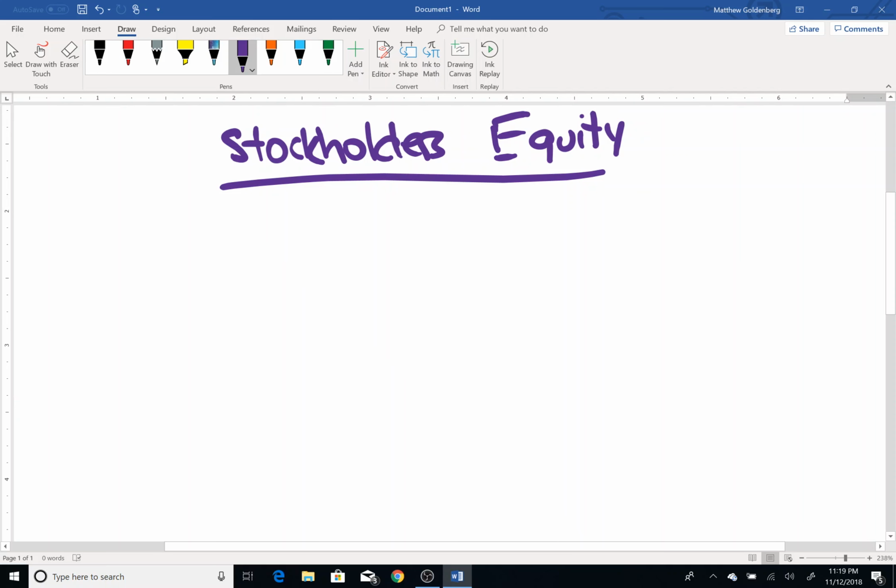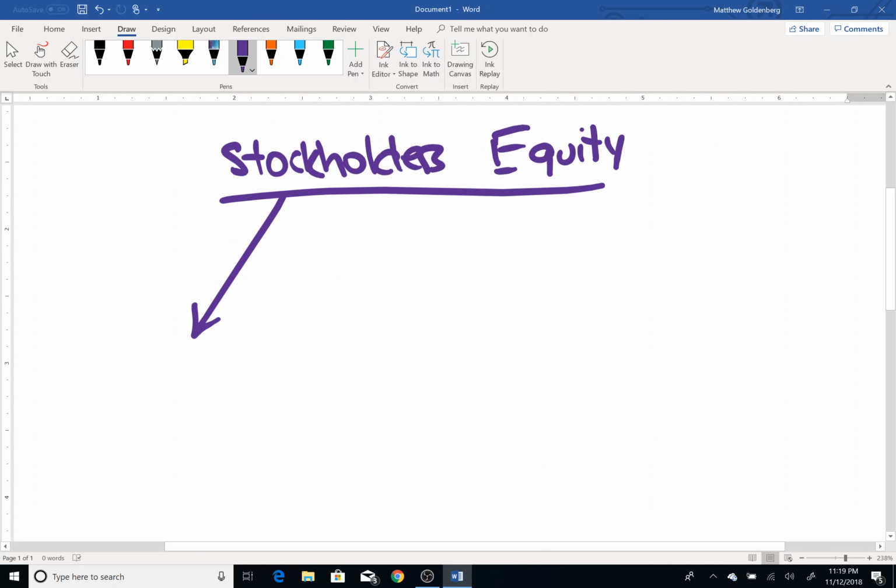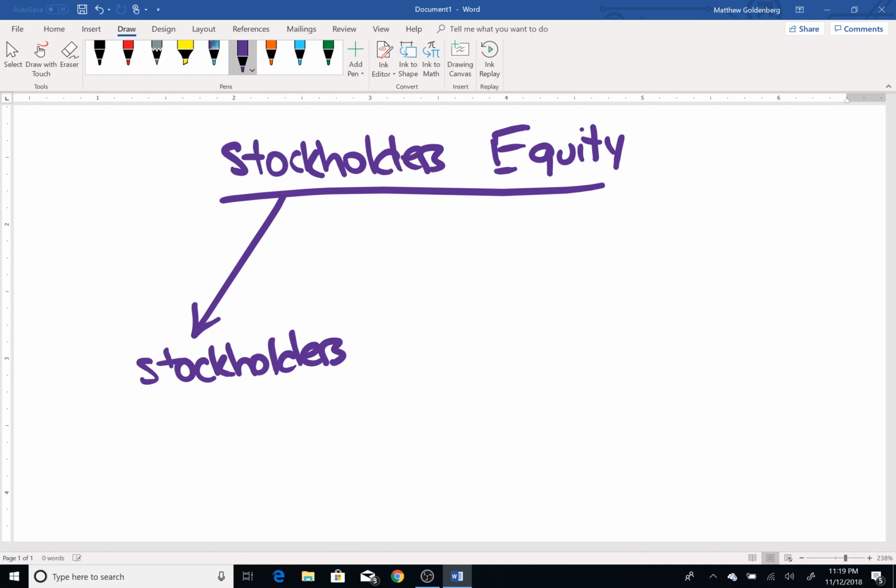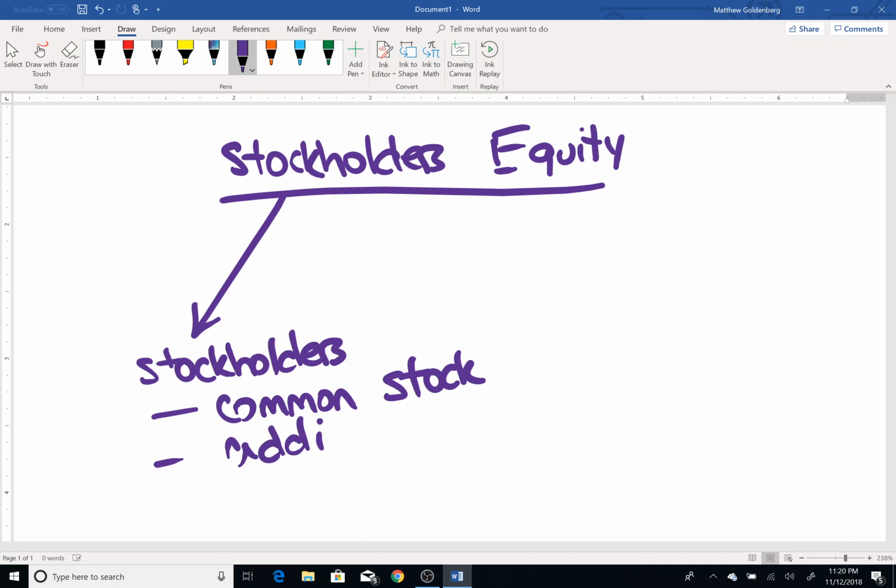Stockholders' equity has a couple parts to it. The first part, and let's do this branch: stockholders' equity has to do with ownership. So the stockholders themselves. Stockholders own the company through common stock and additional paid-in capital.